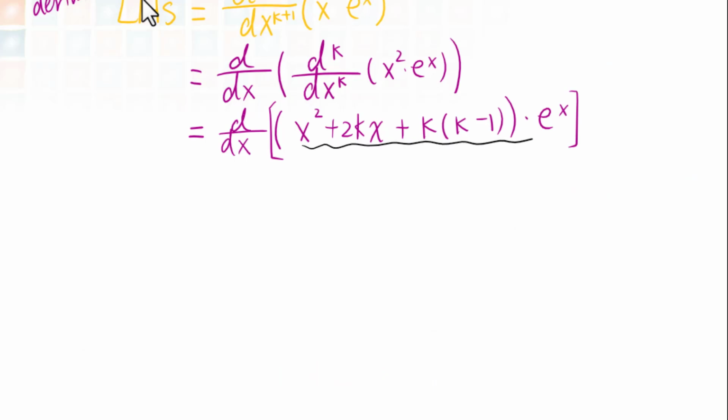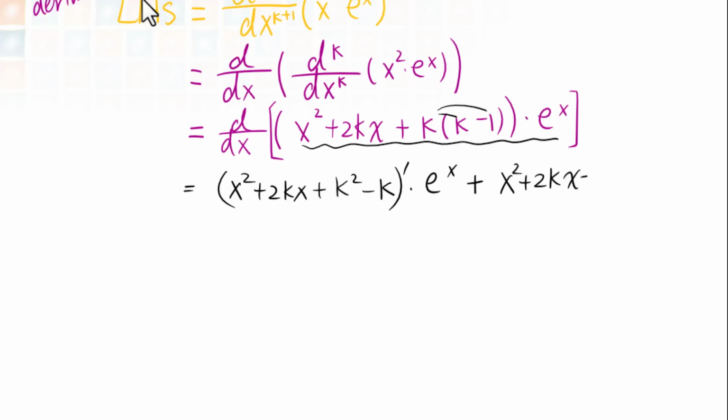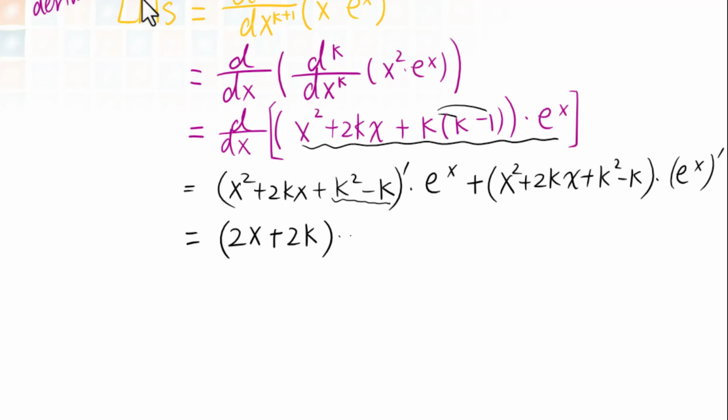We will use the product rule to figure this out. Equals x squared plus 2kx plus, with the distributive property, k squared minus k, prime, times e to the x power, plus x squared plus 2kx plus k squared minus k, times e to the x power prime, equals 2x plus 2k. The constant k squared minus k prime equals 0. So we have 2x plus 2k times e to the x power plus x squared plus 2kx plus k squared minus k times e to the x power.